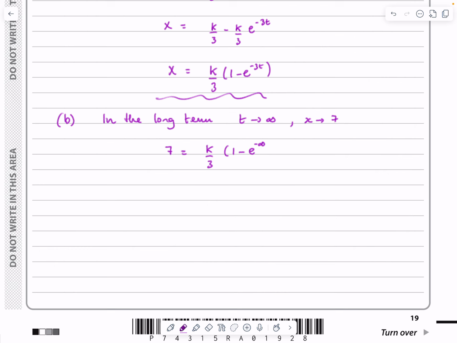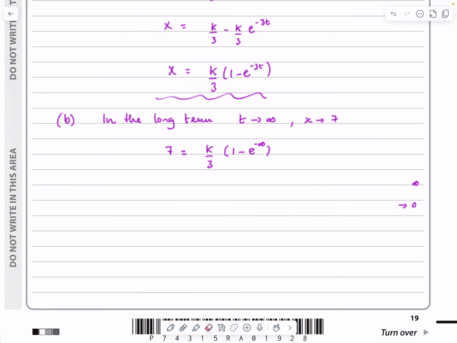So just have a think about what e to the minus infinity looks like. Think about your graphs, okay? e to the x looks like that, which means that e to the minus x looks like that. So as we're going off towards infinity, what's happened to this function? It's tending towards 0, isn't it? Now, you don't need all that in there. I'm not even going to put that in as part of my answer.